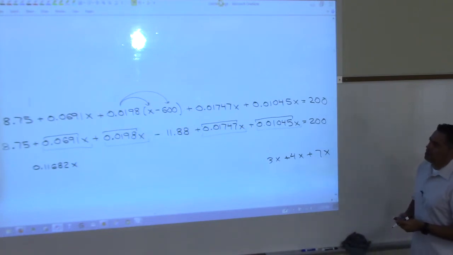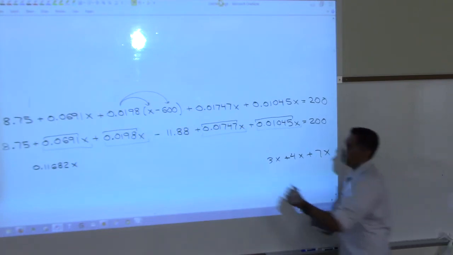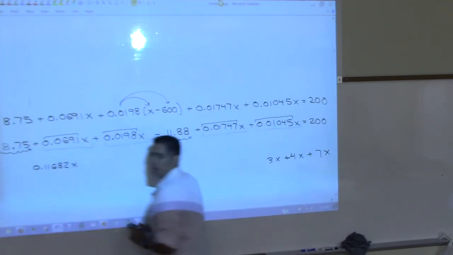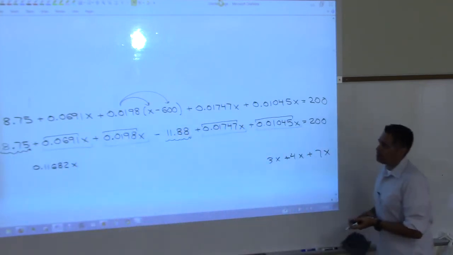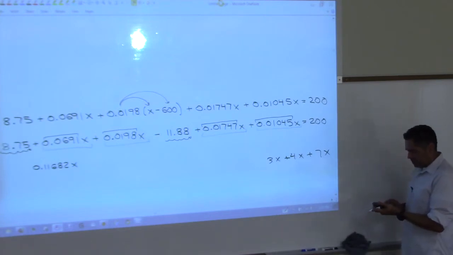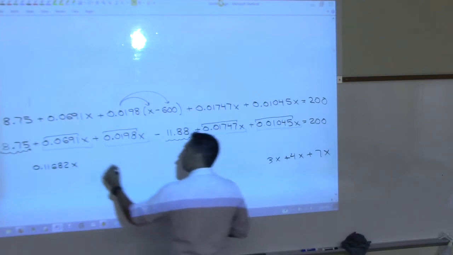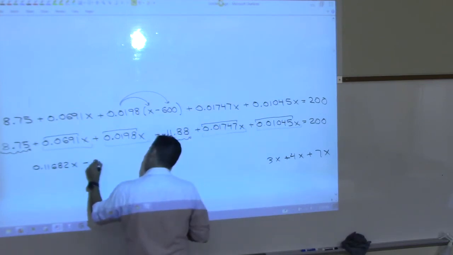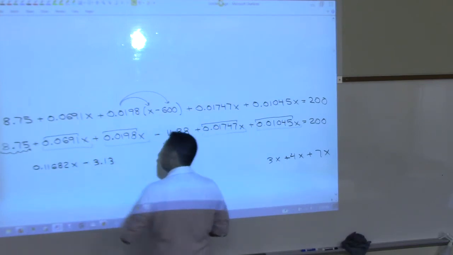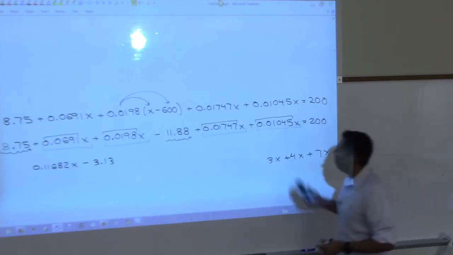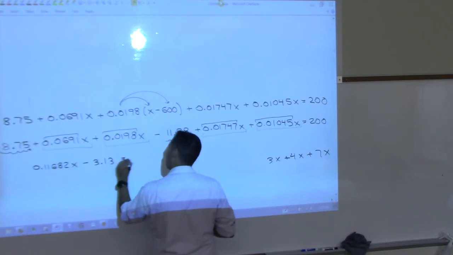What about numbers here? I have this and that, right? I can put those together. So 8.75, and I take away 11.88, I get negative 3.13. Okay? And then all of that must equal 200.